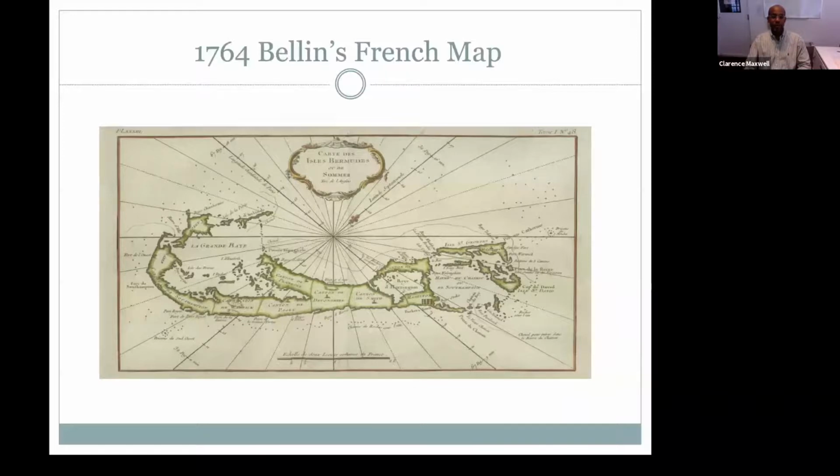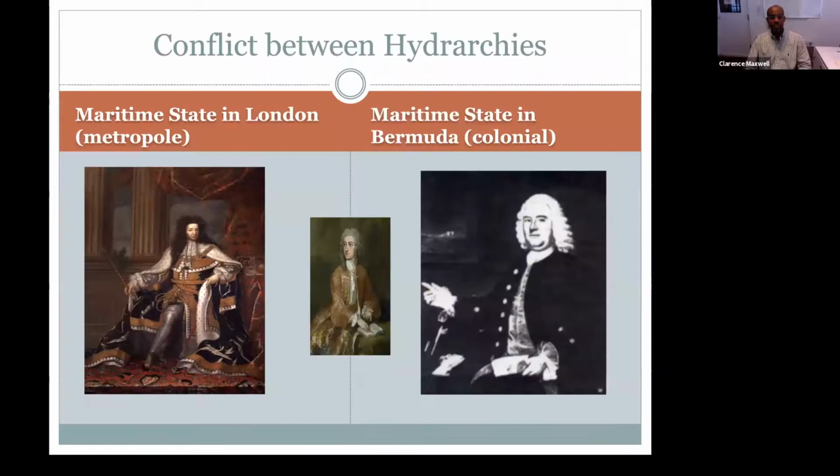Interestingly enough, this map by a Frenchman shows various ports and places of entry. You can see by the lines that lead into certain harbors. Perhaps suggestive that the French themselves were also engaging in trade with Bermudians. Not surprisingly, there's a conflict between Hydrarchies, and that sets the stage for this. I put Governor Popple in the middle because he was in the middle. Between, on the one hand, those people who wanted to force metropolitan mercantilism, and on the other hand, Bermuda's own maritime state, Bermuda's own Hydrarchy.